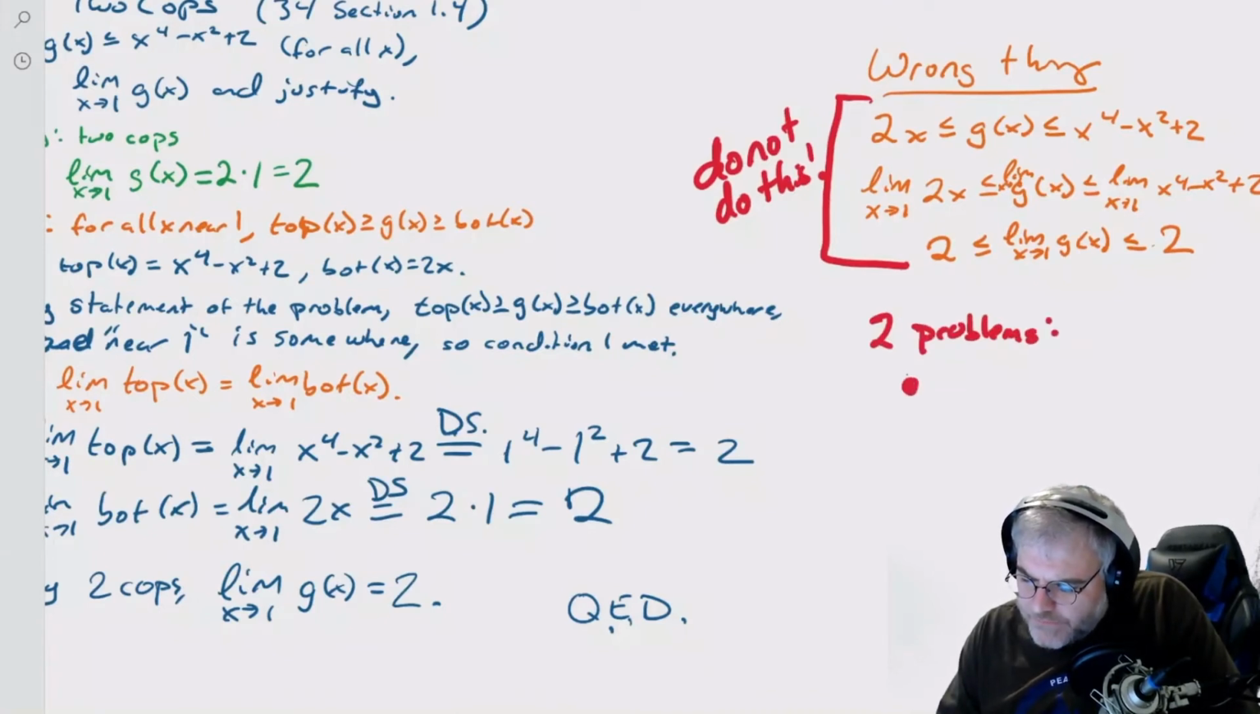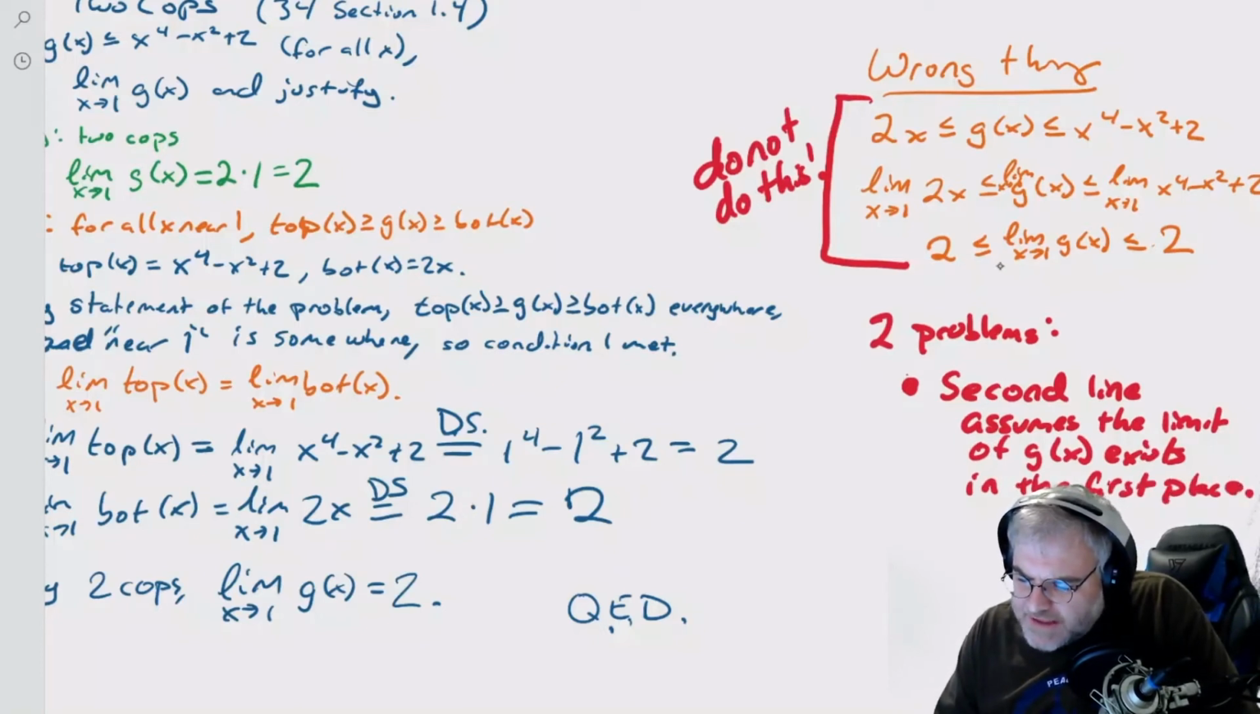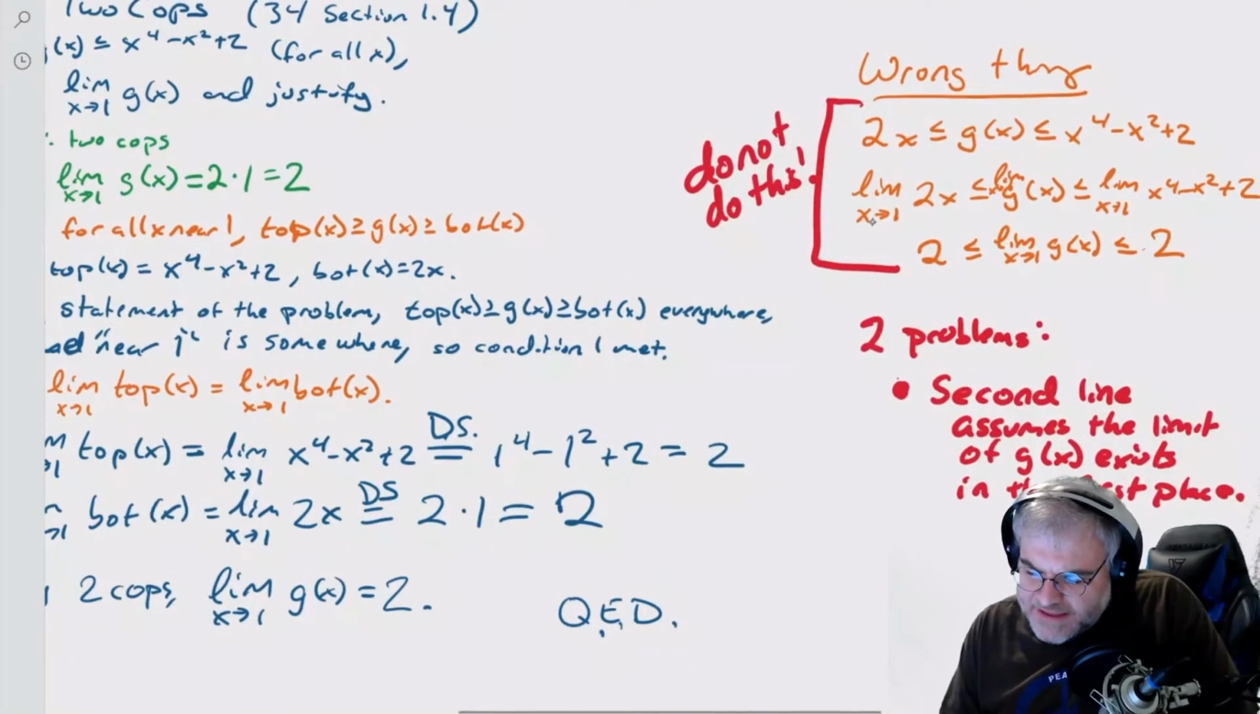One, the second line assumes the limit of g of x exists in the first place. It's kind of smooth, right? Because it's got like 2 is less than or equal to this number, which is less than or equal to 2. So it looks really cool. Okay? It looks cool, but it's actually incorrect because you've assumed that this exists.